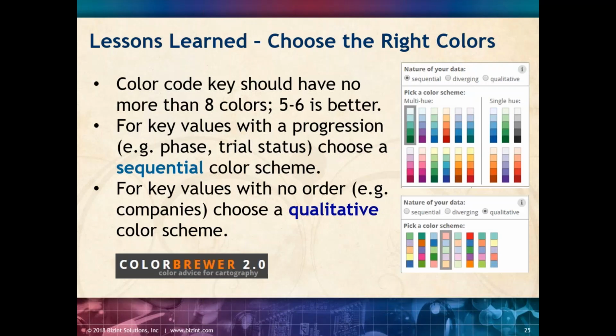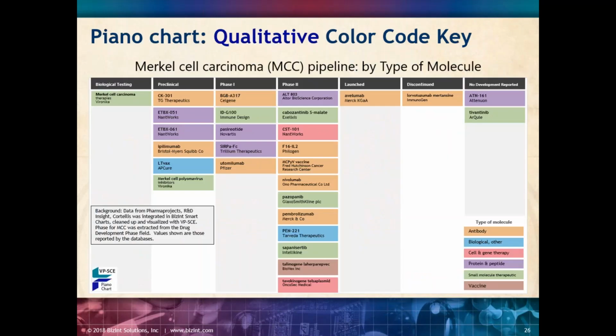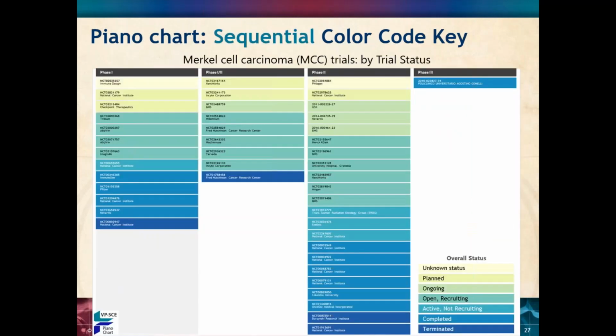Now, since this pipeline piano chart is color-coded by type of molecule, we've used a qualitative color code key. But this trial piano chart is color-coded by trial status, and that has a natural order from planned to completed. So we've used a sequential color key. And note that we have 2 status items, unknown and terminated, that don't really fit in the sequence, and that we decided to put at each end of the key. And that's just one more example of the sort of decisions that the analyst has to make when preparing the data for the visualization.